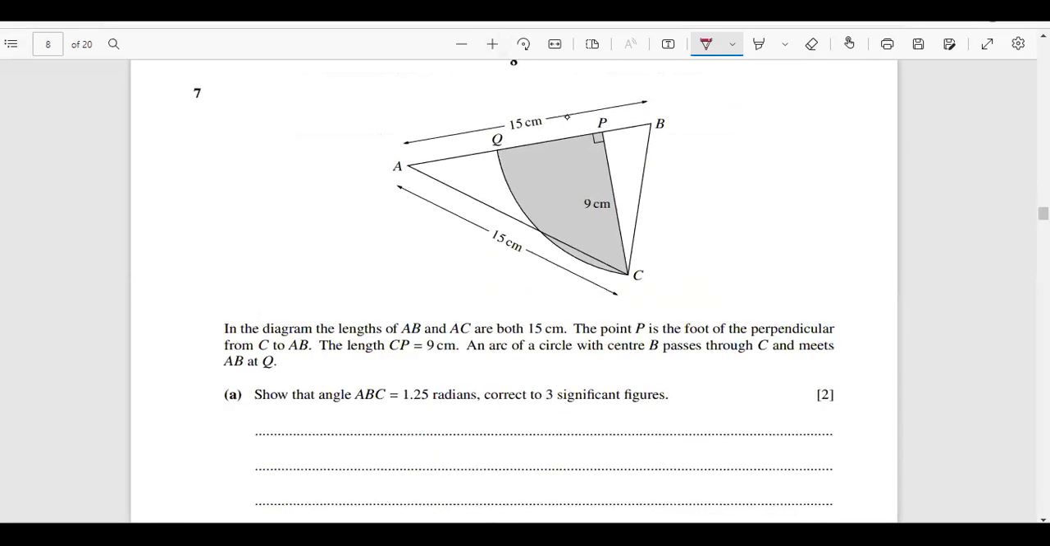Now it says in the diagram, the lengths AB and AC are both 15 centimeters. The point P is the foot of the perpendicular from C to AB. The length CP is 9 centimeters. An arc of a circle with center B passes through C and meets AB at Q. Show that the angle ABC is 1.25 radians.